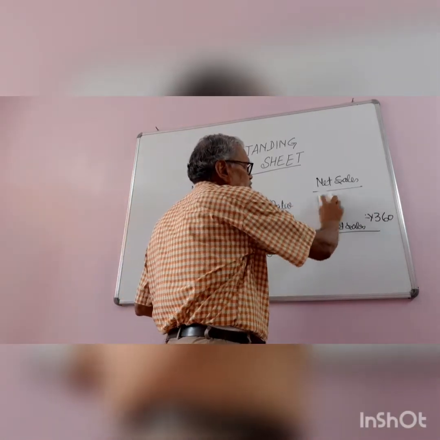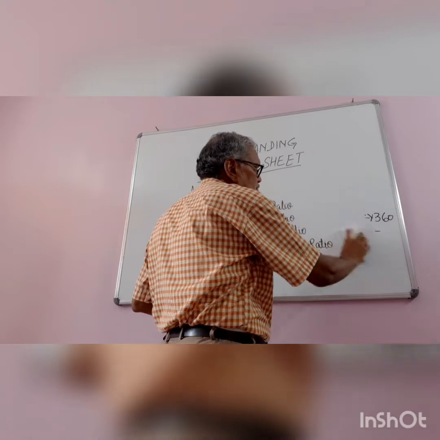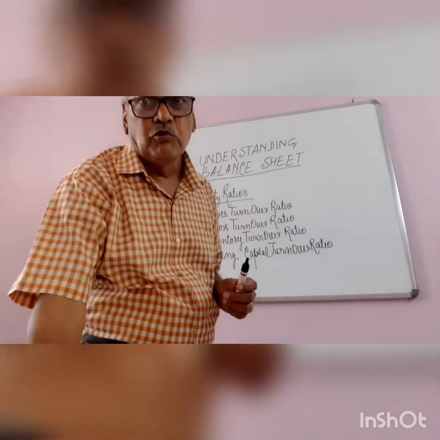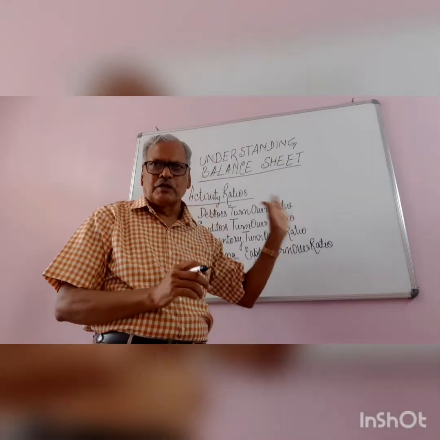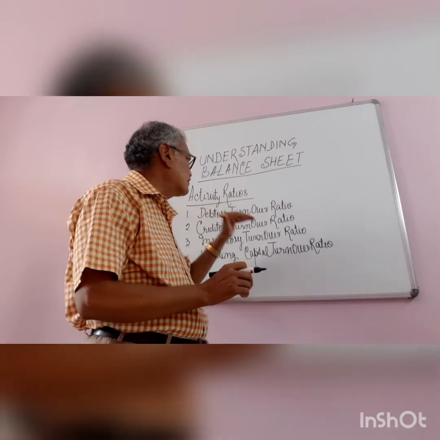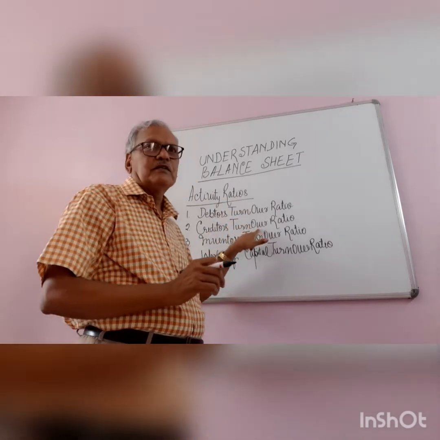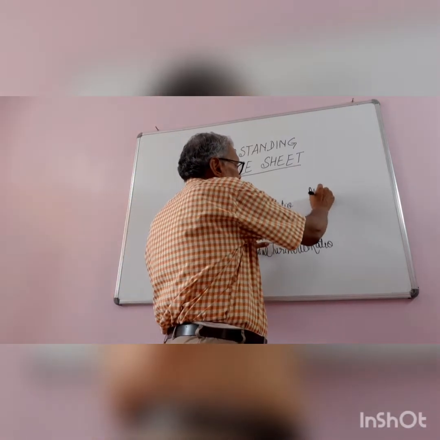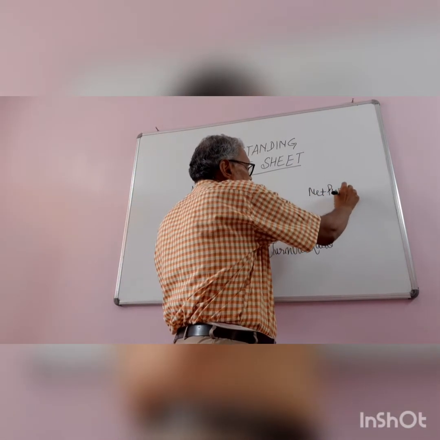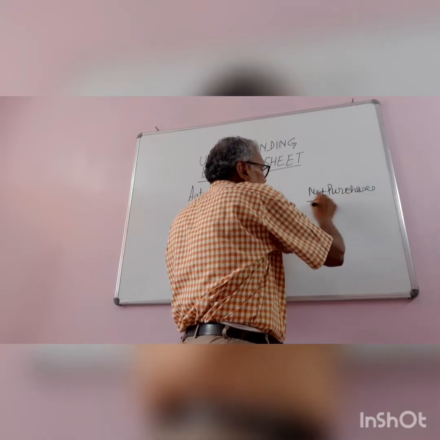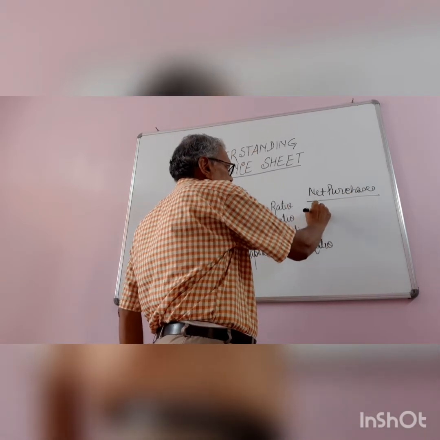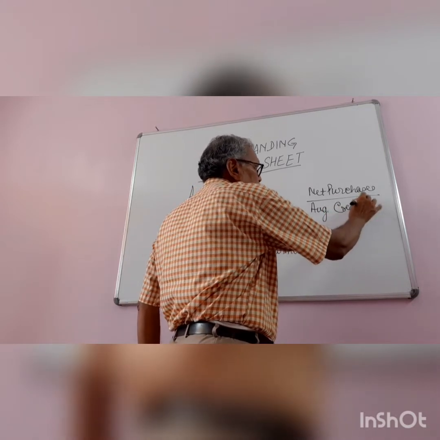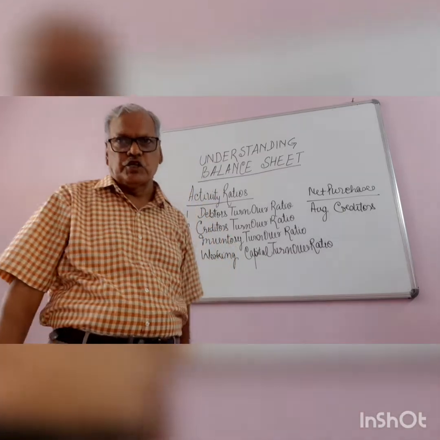Now let me comment on the creditors turnover ratio. The methodology and the formula are again almost similar, but here instead of sales we will be using purchases. So if net purchases are divided by average creditors, you will get the creditors turnover ratio.